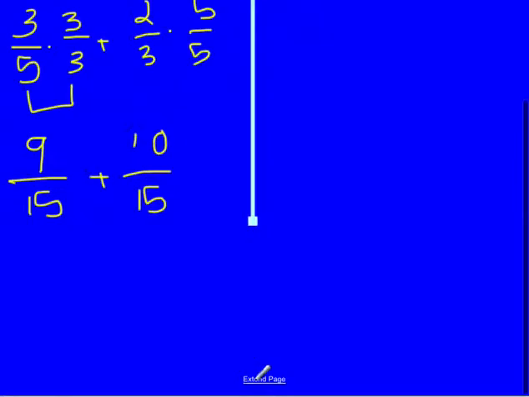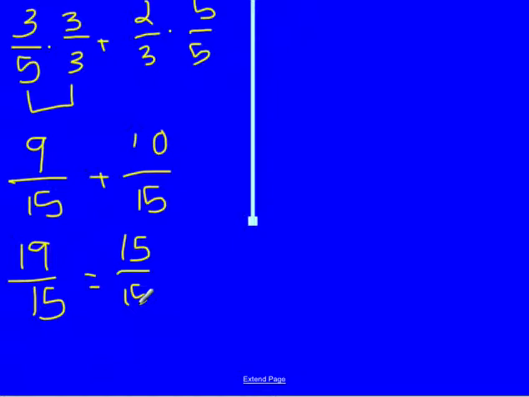Now we can add these because we have the same number on the bottom. Going back to adding, remember we keep the same number on the bottom. So 9 plus 10 gives us 19. We can take a whole out because 19 is bigger than 15. So we're going to have 15/15, which represents our whole. When you take 19 minus 15, you have 4 left over.